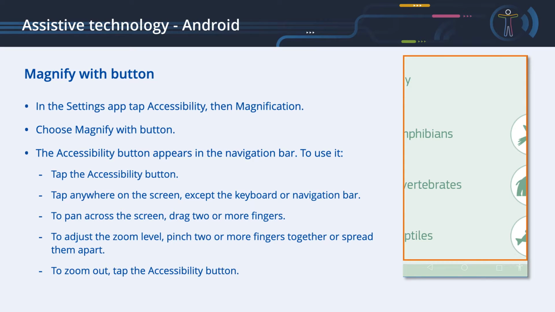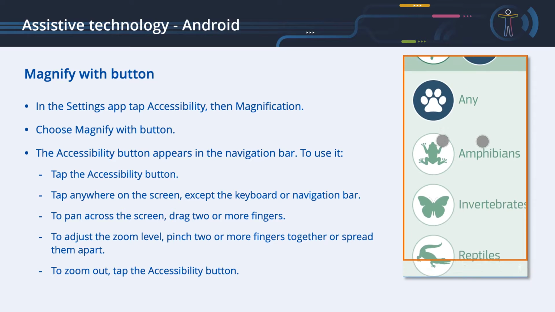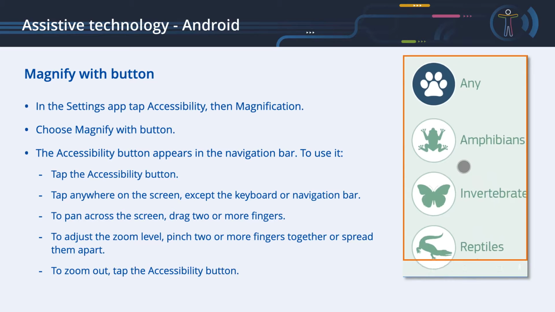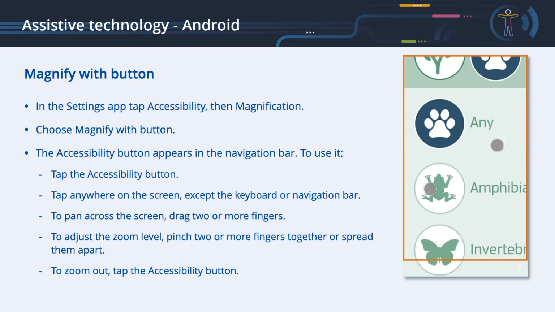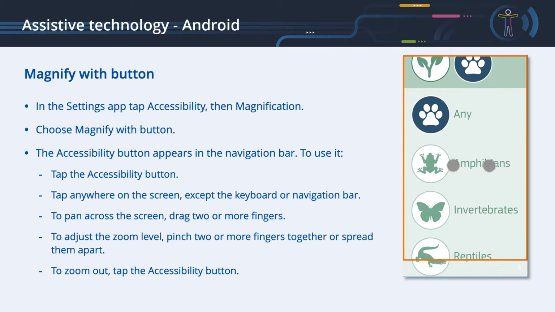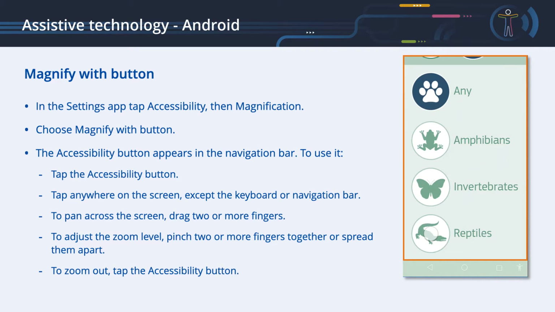To pan across the screen, drag 2 or more fingers. To adjust the zoom level, pinch 2 or more fingers together or spread them apart. To zoom out, tap the Accessibility button.